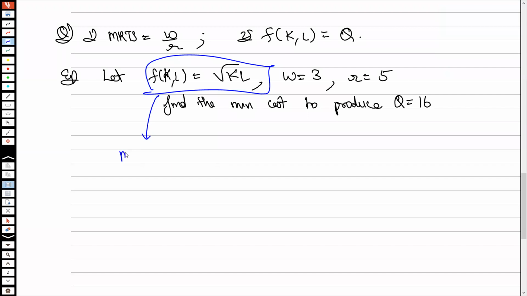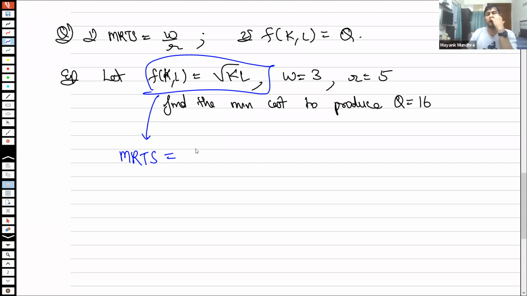So it's L by K. No. K by L. Very good. It's K by L, right? So you have to remember, what are you differentiating with respect to in the numerator? That is going to be the key.